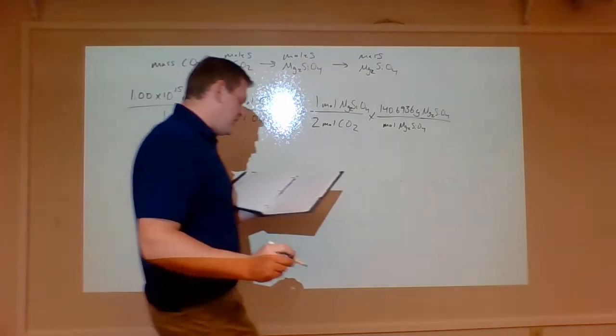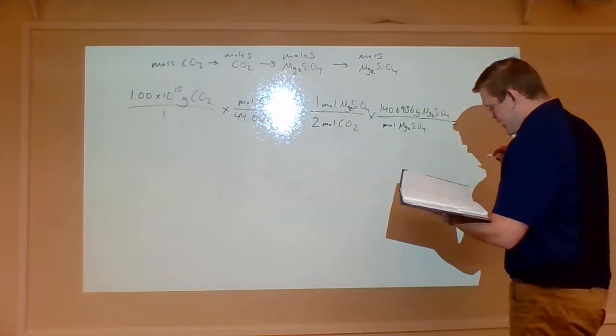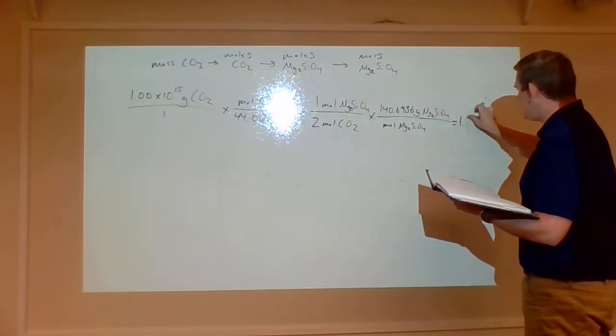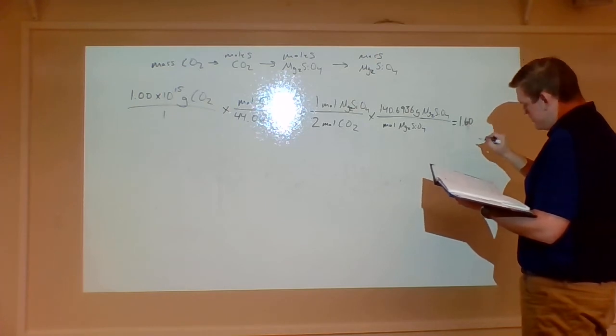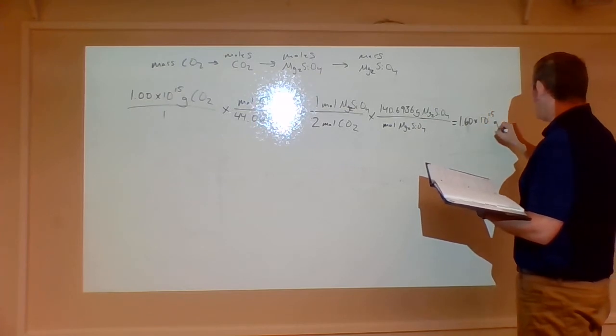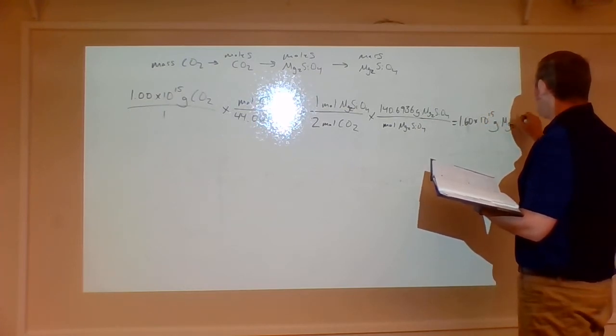So this final answer here gives us a result of 1.60 times 10 to the 15 grams of Mg2SiO4.